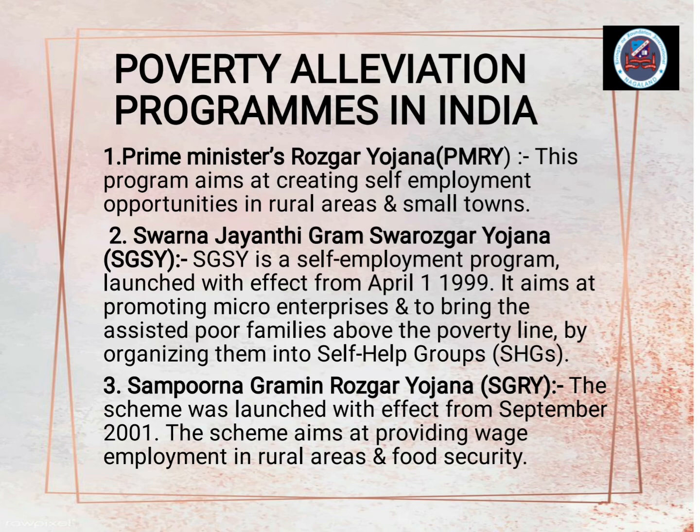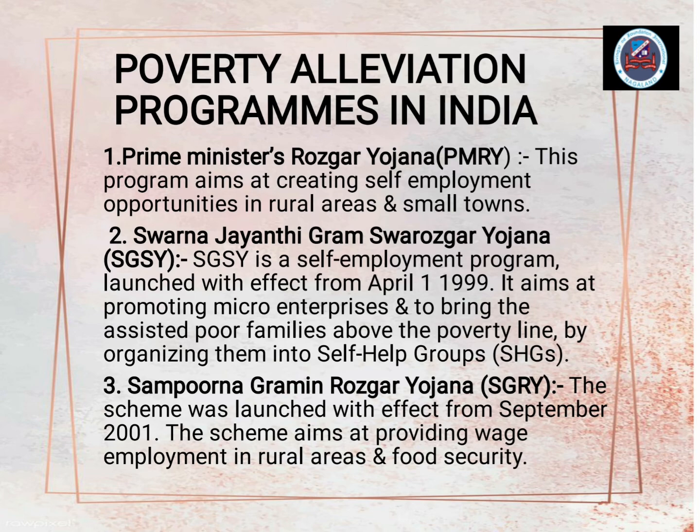We shall now be learning some of the poverty alleviation programs initiated by the Indian government. The first program is the PMRY, that is Prime Minister Rozgar Yojana. This program was launched in the year 1993. It aims to create self-employment opportunities in rural areas and small towns. Under this program, educated unemployed people from low-income families in rural and urban areas get financial assistance in the form of bank loans in order to set up any kind of enterprise that generates employment.